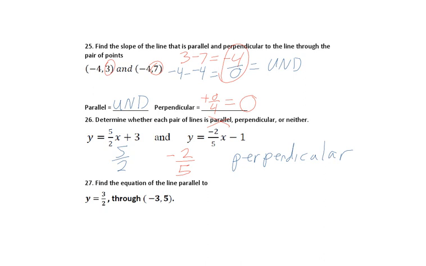Alright, 27 is kind of a trick question. They want us to find the equation of a line parallel to y equals 3 over 2. So parallel means the same, so what they're asking for is, what is y? Well, y is 5. Done. I know, it seems incomplete, but that's what it is.